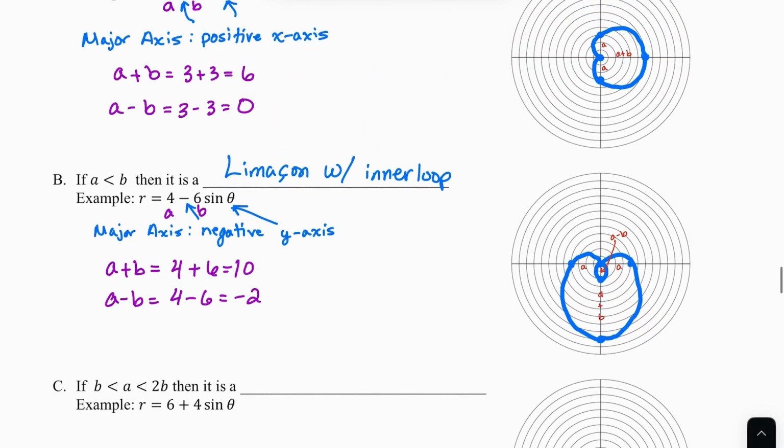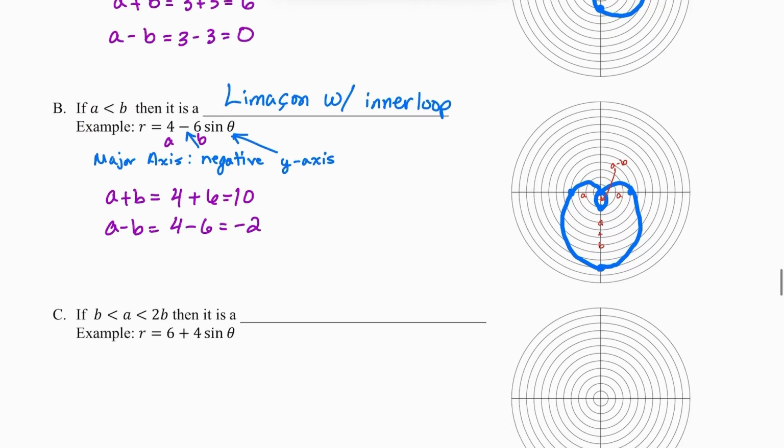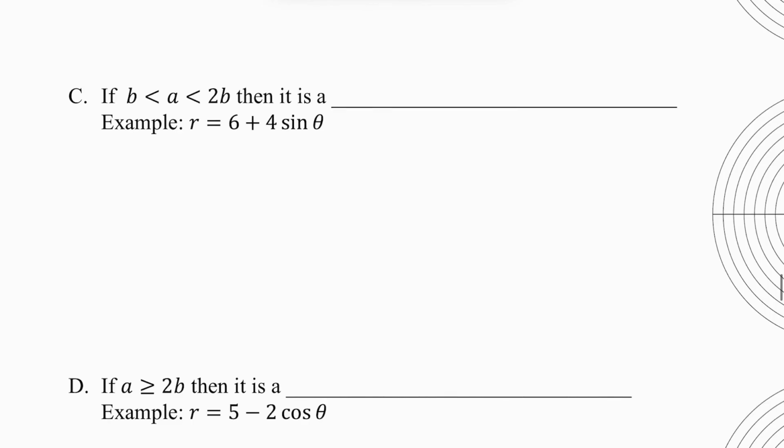All right, so that's what happens if a was less than b. If a was equal to b, we had a cardioid. With a less than b, we end up getting a limaçon with an inner loop. So we're going to do the same thing for this.